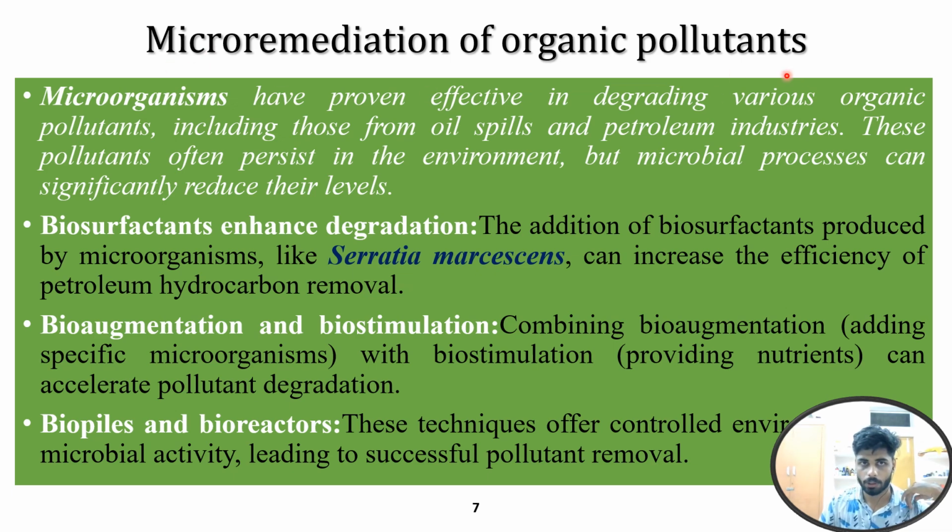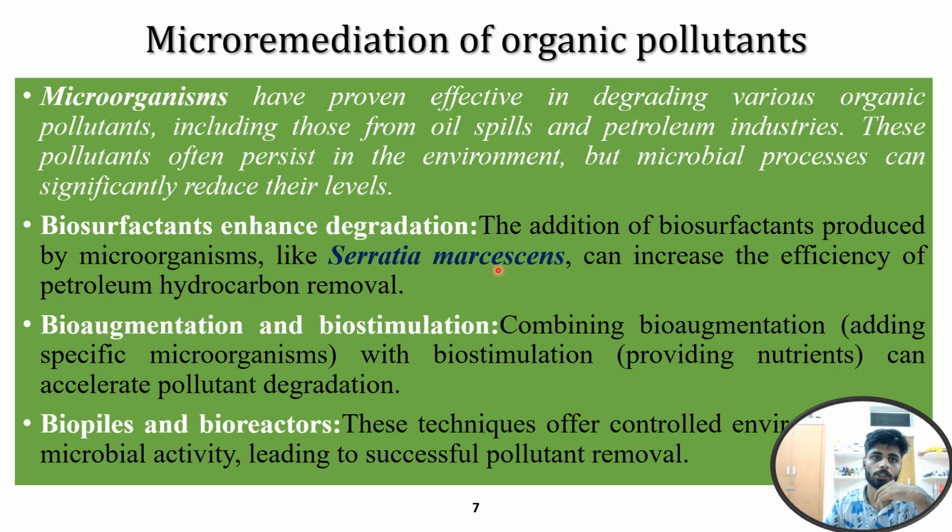Microremediation of organic pollutants. Using microorganisms to remove organic pollutants, which come from industries such as oil spills or petroleum industries, is a very effective method. The thing with such organic pollutants is that they can persist in our environment for a very long time. So, we can use microorganisms to reduce their levels significantly.